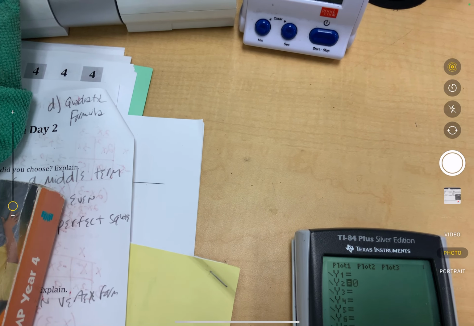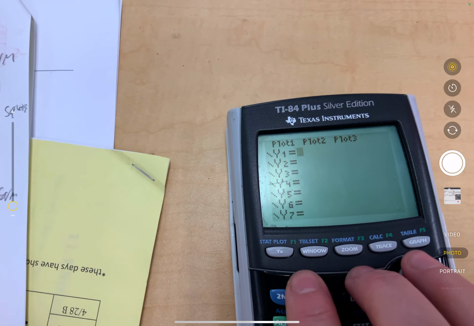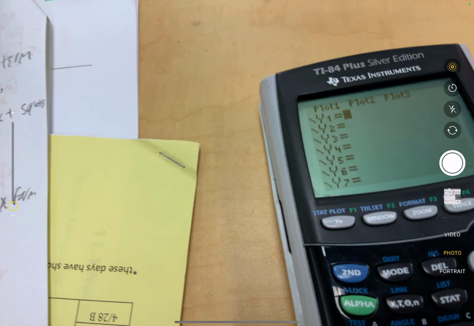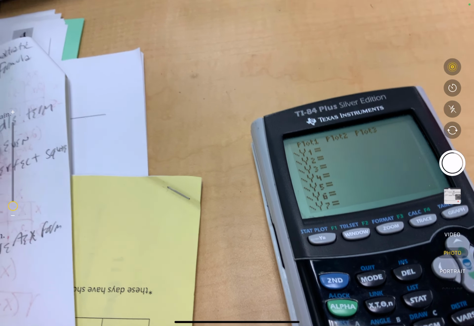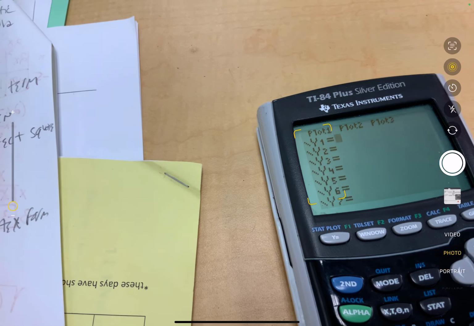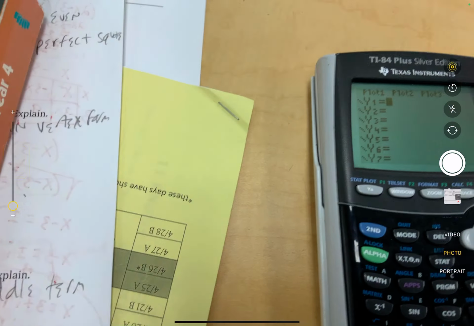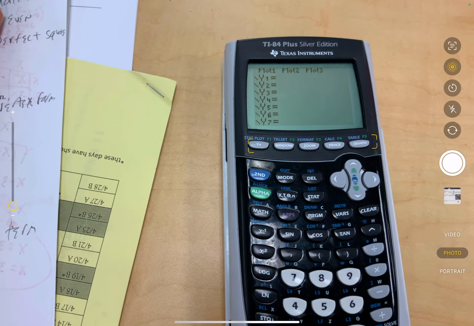First of all, do you guys see how on mine none of my plots have a black box around them? Do any of you have a black box around the plots, or do they look like mine? They look like mine? Okay, we're good. Then I want you to type in number 1 from the notes.